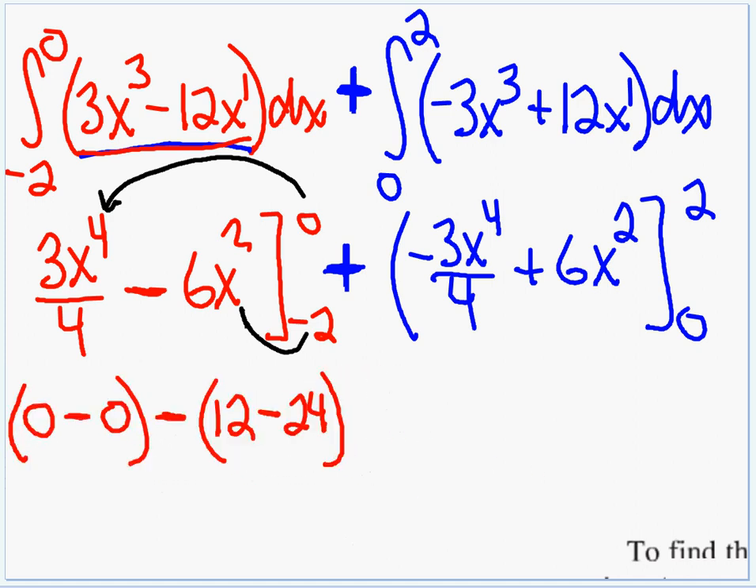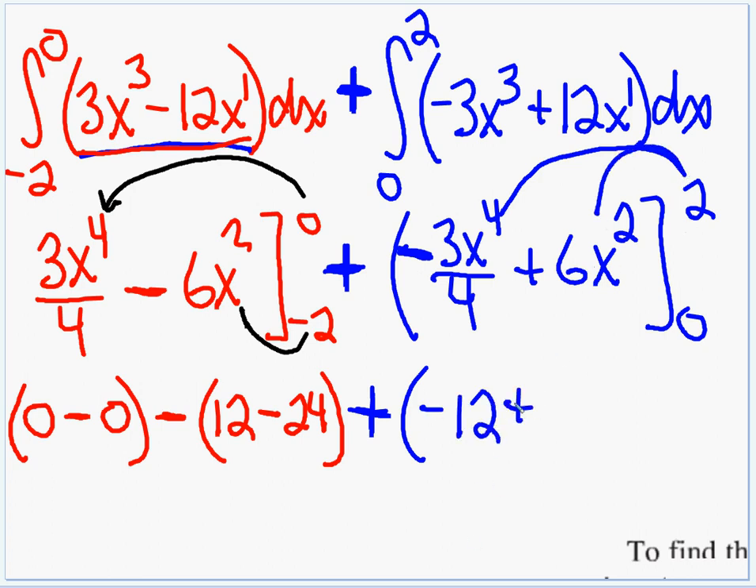We're going to add to that, plus. When this 2 jumps in, we're going to get the same answer on the other side. It's going to be 12, but this minus is going to get attached. So that's going to be a minus 12. And then when the 2 jumps in here, that's going to be a plus 24. And then we're going to do our lower limit, subtract. Lower limit jumps in, 0 plus 0.